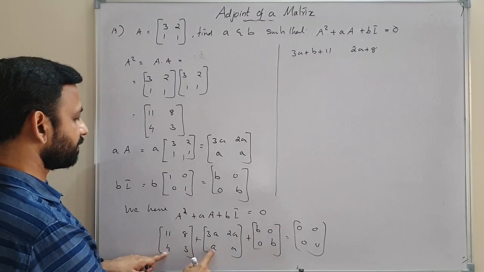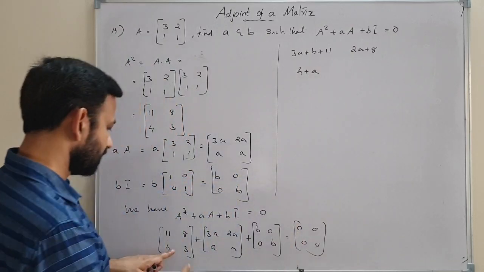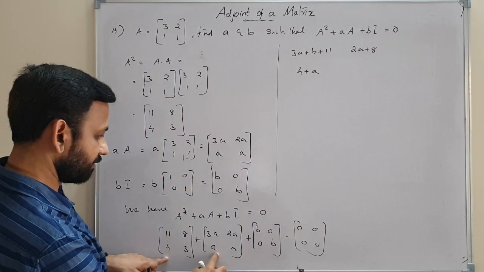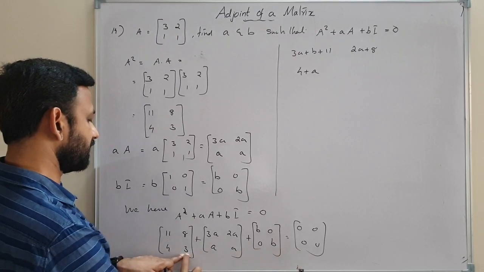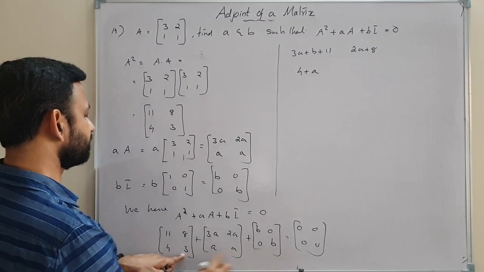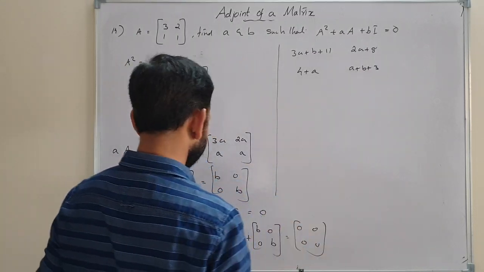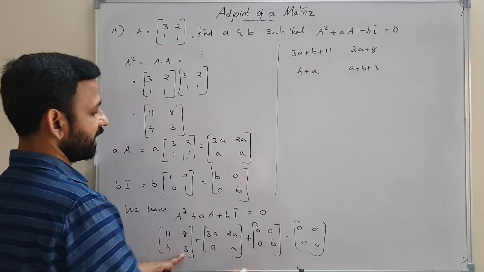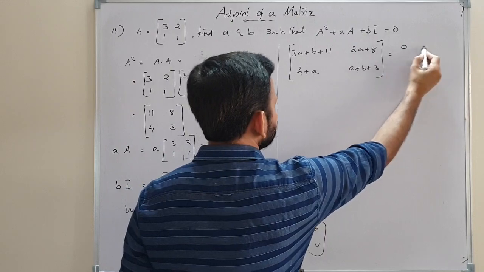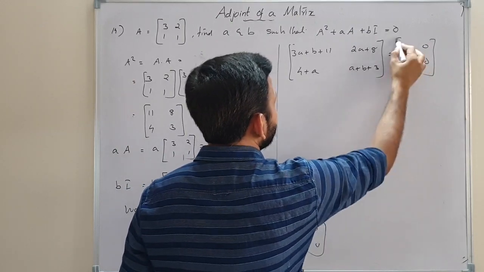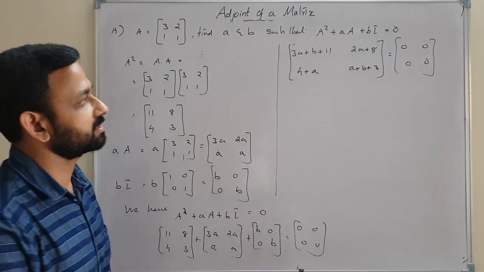Then here 4 plus A plus 0, that is 4 plus A. That is next 3 plus A plus B, that is A plus B plus 3, equal to 0, 0, 0, 0. Now these two matrices are equal, so we can equate the corresponding elements.